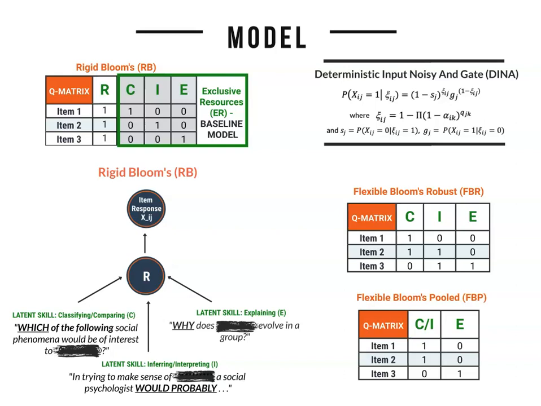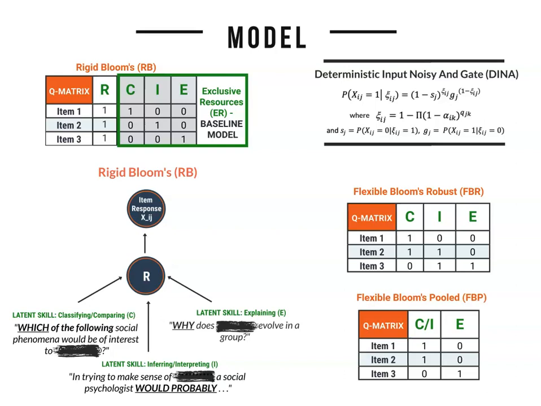Each model was tested against a baseline exclusive resources model, which assumed that each item corresponded only to a single category of latent skills. These are represented in the column headings of the Q matrices, with classifying and comparing corresponding to the letter C, inferring and interpreting represented here by I, and explaining represented here by E. Subsequent analyses tested variations on the rigid Bloom's model against the baseline.